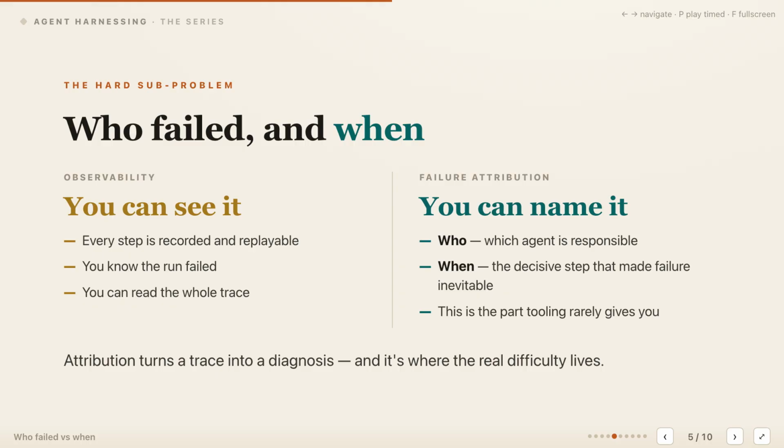Failure attribution asks two related questions that ordinary observability tools rarely answer for you. The first is who. Which agent introduced the problem or failed to correct it when correction was possible? The second is when. Which exact step changed the trajectory enough that failure became likely or unavoidable? Naming the agent gives you a responsible component, but pinpointing the decisive step gives you a mechanism you can repair. Attribution turns a replayable recording into a diagnosis, which is where the difficult and valuable work begins.